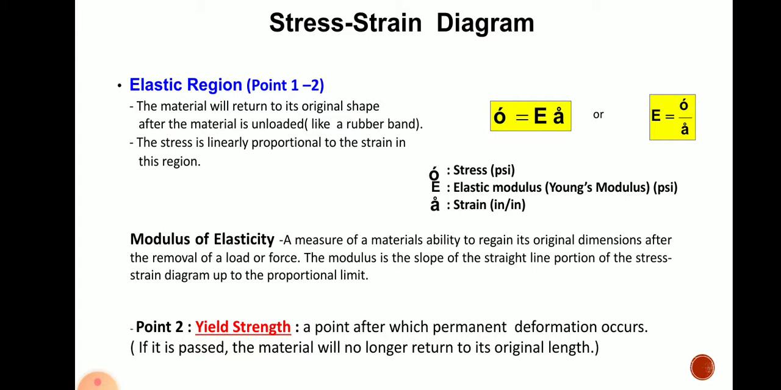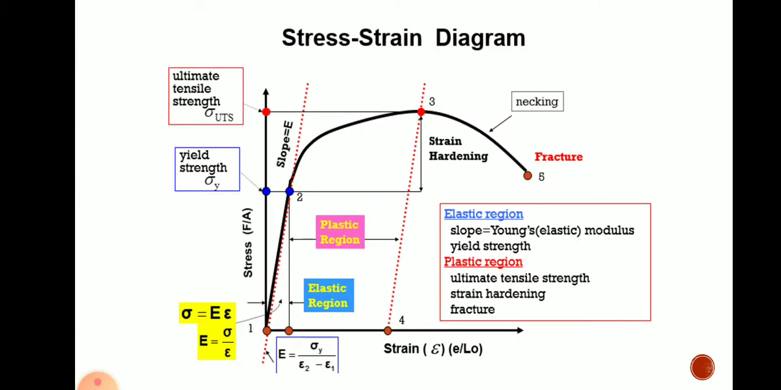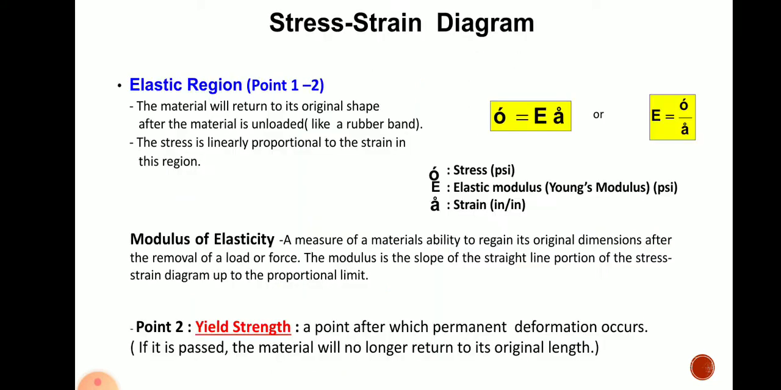Point 2 is nothing but the yield strength, a point after which permanent deformation occurs. That means up to point 2 only you can apply the stress, so that below this stress, the component can regain its original size and shape. Above this stress, if you apply stress, then permanent deformation starts in the component. So if you draw point 2 horizontally on the stress axis, that point is called sigma y, the yield strength of that material. That is also an important point. If it is passed, the material will no longer return to its original size and shape. So point 2 is called the yield strength.